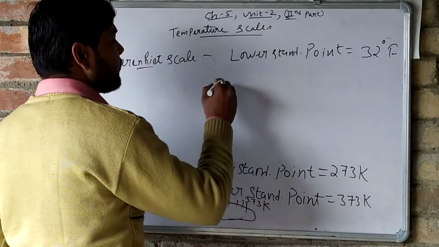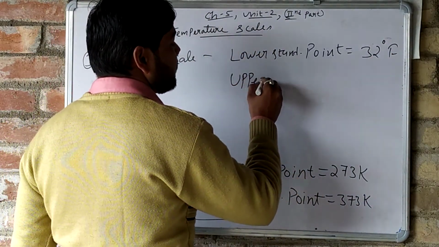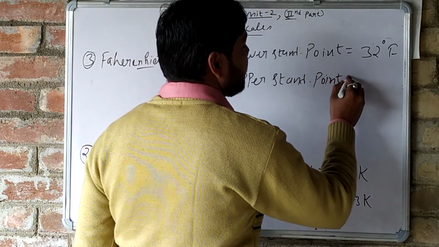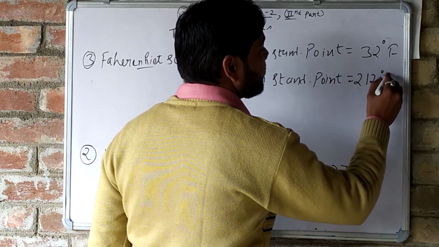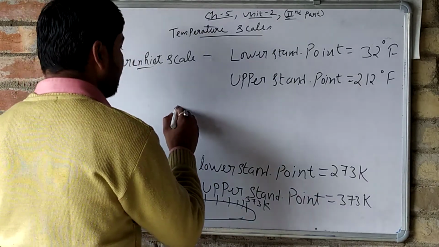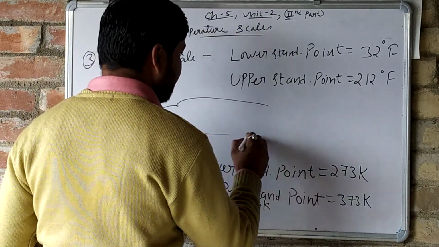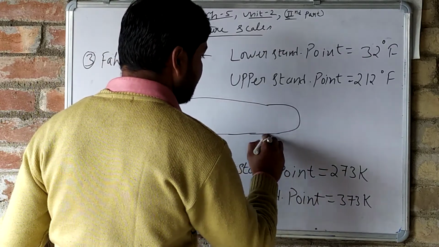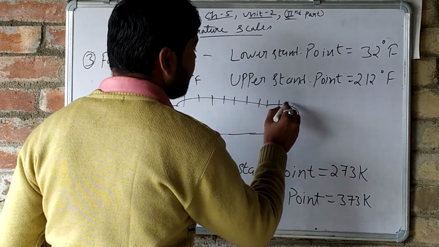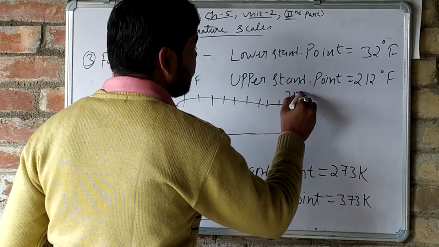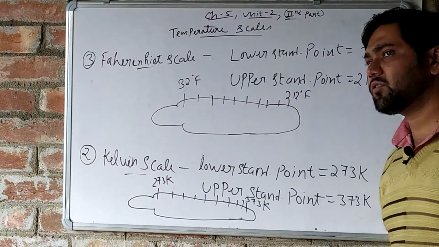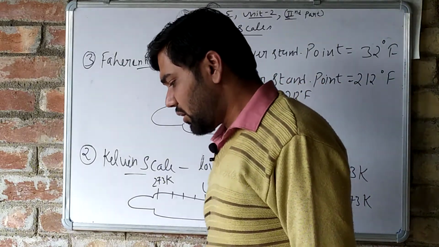This is the lower standard point, and the upper standard point is 212 degree Fahrenheit. This is the lower and upper standard point. So if this is the thermometer, then this is 32 degree Fahrenheit. The rest of the graduations we have here, and the upper standard point is 212 degree Fahrenheit. So this is also one type of scale which is used to measure temperature.